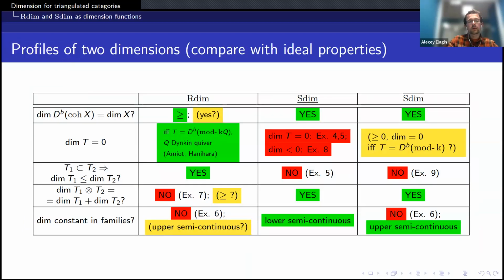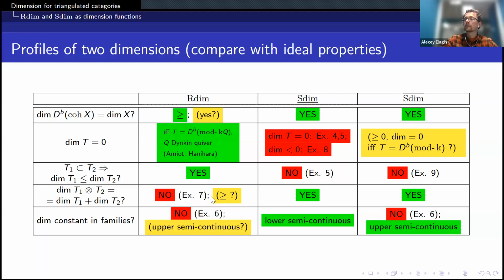But in all examples that we have, the dimension of the tensor product is greater than the sum of dimensions, so probably it is like sub-additive. Probably one always has an inequality here.